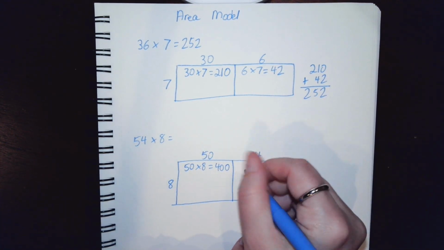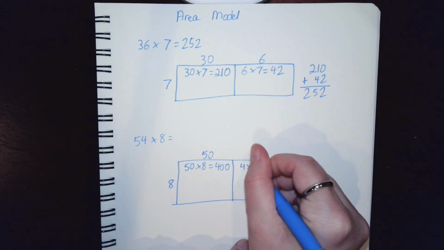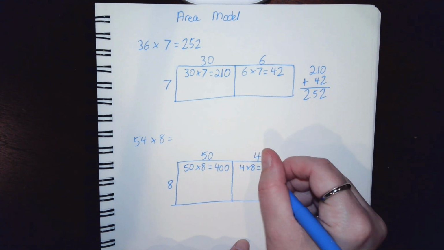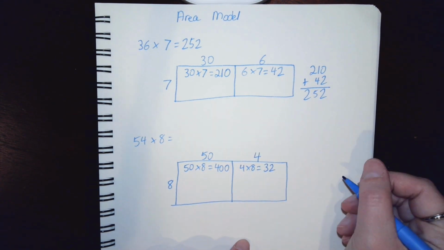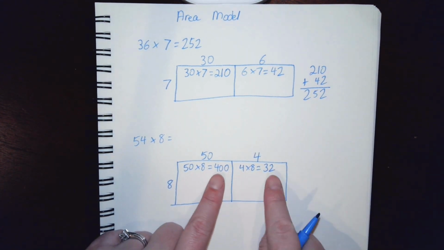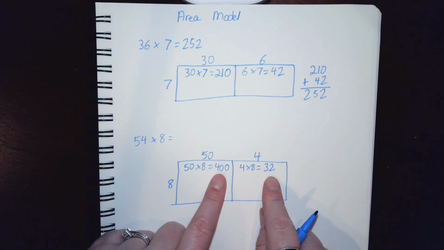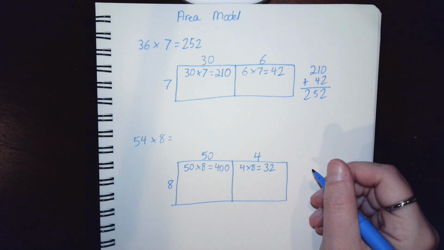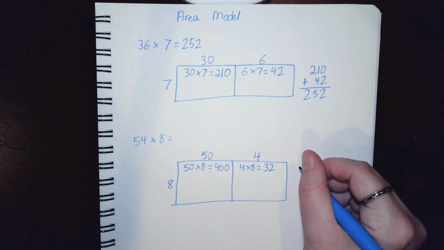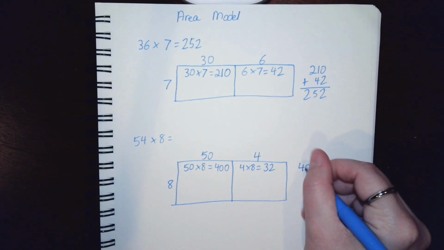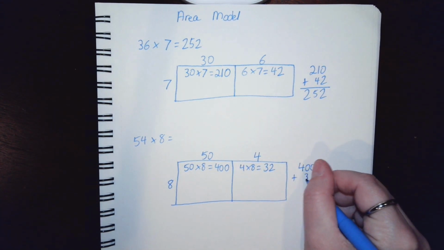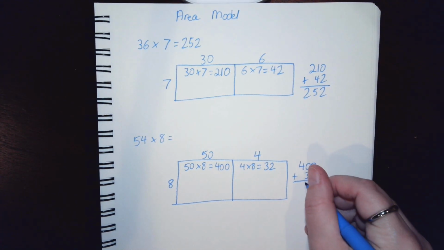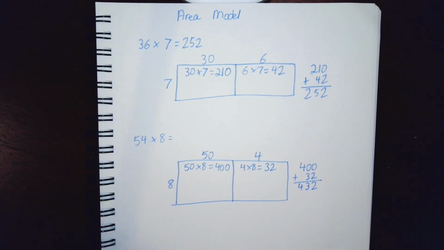Now I have to do my 4 times 8, and 4 times 8, I double my double, would give me 32. I have what we call, remember what these are called? They're called partial products. So to find my product, I need to add my partial products together. So I'm going to have 400 plus 32. When I add that up, I have 2 ones, 3 tens, and 4 hundreds.